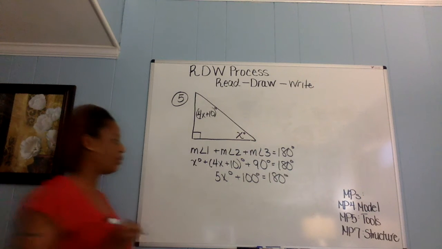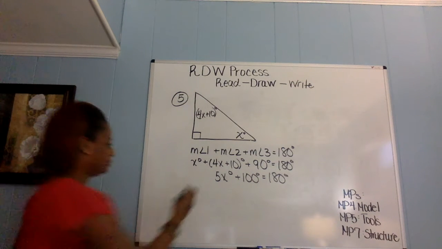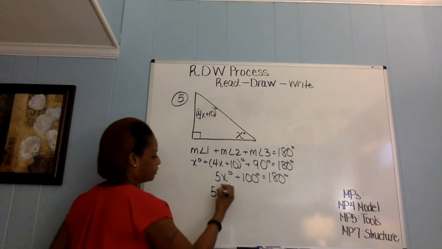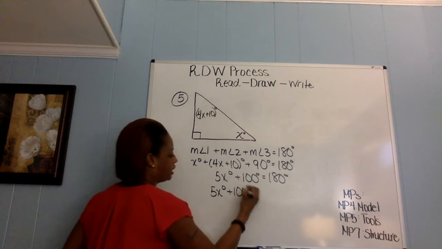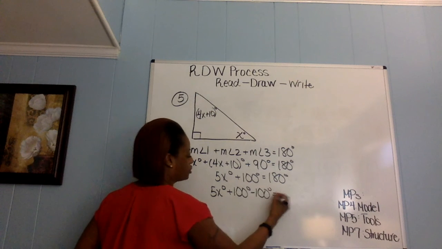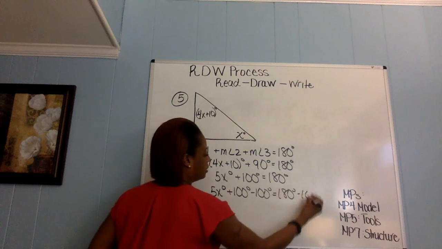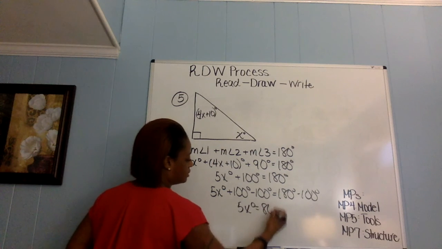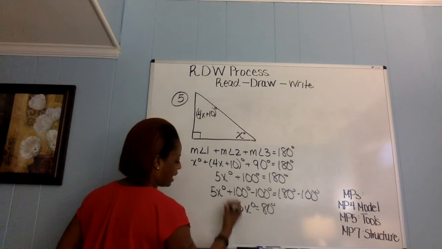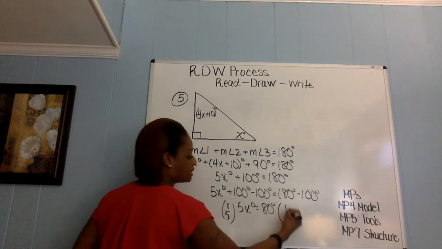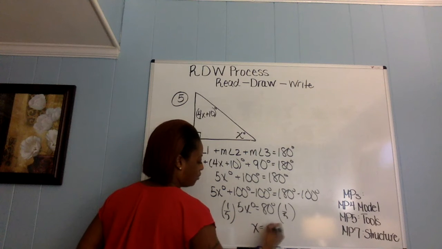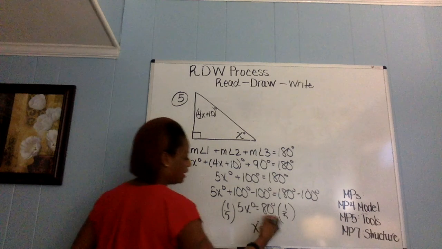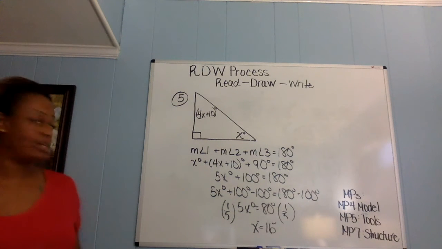All right, so now we're going to isolate the variable. So I need to get rid of this 100 degrees. So I'm going to subtract 100 degrees from both sides. Then we have 5x is equal to 80 degrees. Now we're going to multiply both sides by 1/5. And we know that the x is 16 degrees.